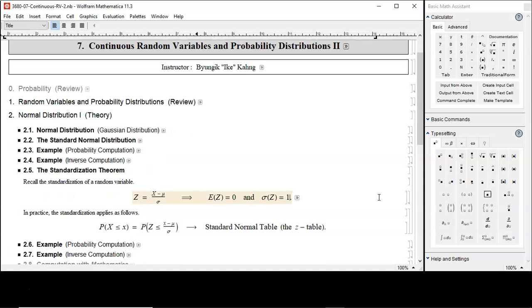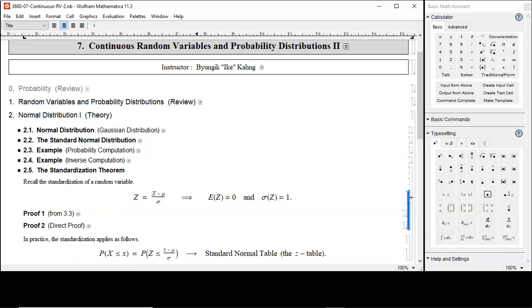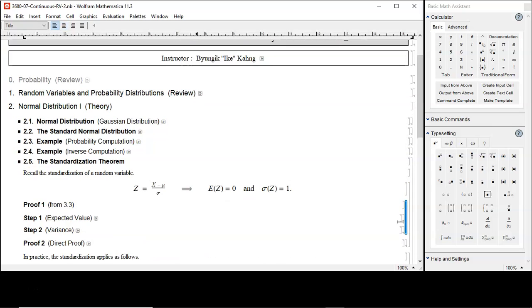Recall the standardization theorem. We went through this already previously. Given random variable X with mean mu and standard deviation sigma, we can define a new composite random variable Z as (X minus mu) over sigma. Then that new random variable Z has expected value 0 and variance 1. So the standard deviation is also 1. The proof was actually pretty simple.